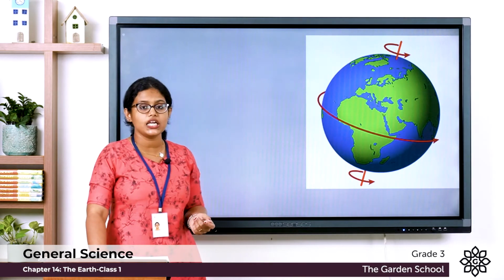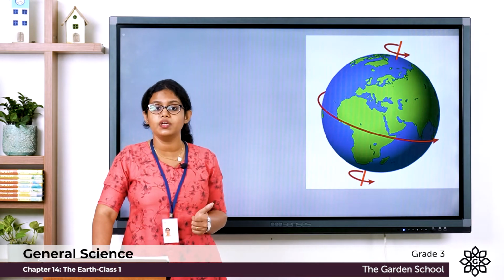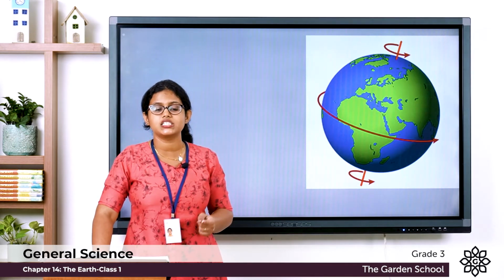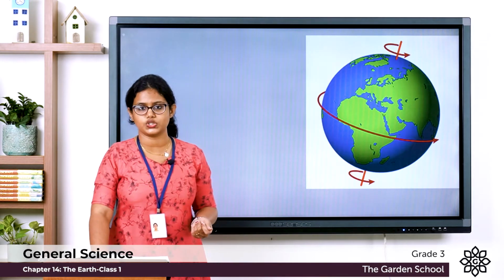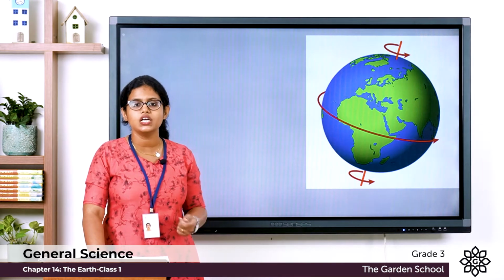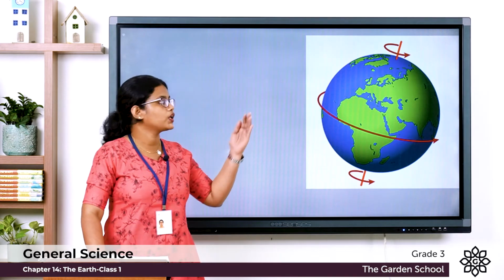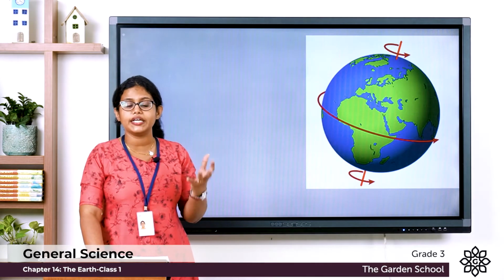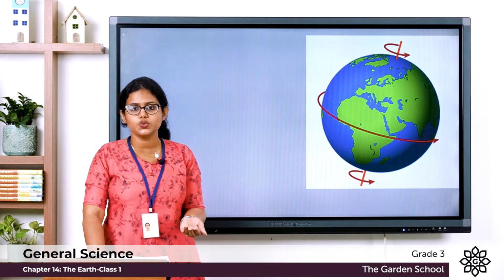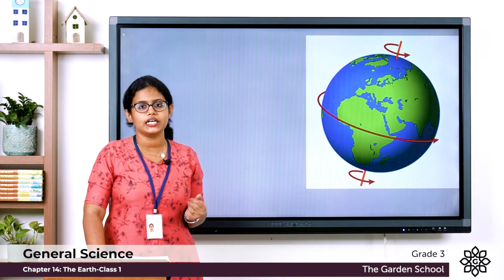And our earth takes one day. One day means 24 hours. It takes 24 hours to complete one rotation. And the movement of the earth on its axis, we call it as rotation. So we learned the day and night occurs due to the rotation of the earth.